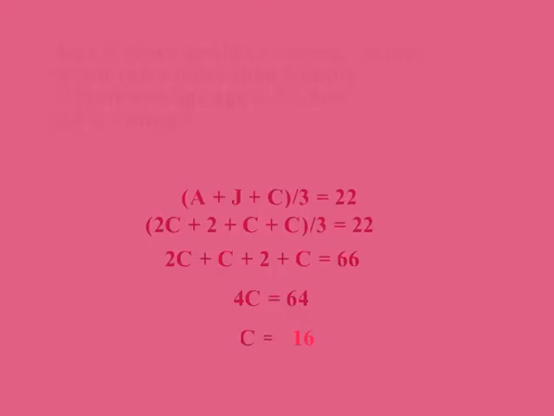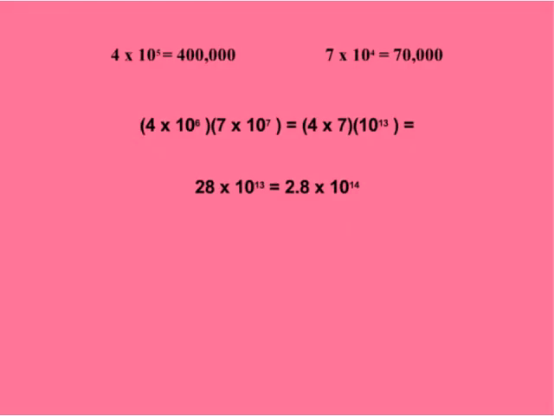Let's take a look at scientific notation. Scientific notation is really pretty simple. Shouldn't be too much of a problem. Just remember you count the number of zeros to the right of the number. So 4 times 10 to the 5th is 400,000. 7 times 10 to the 4th is 70,000.